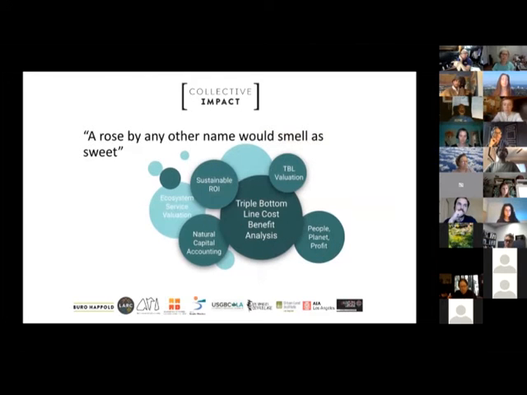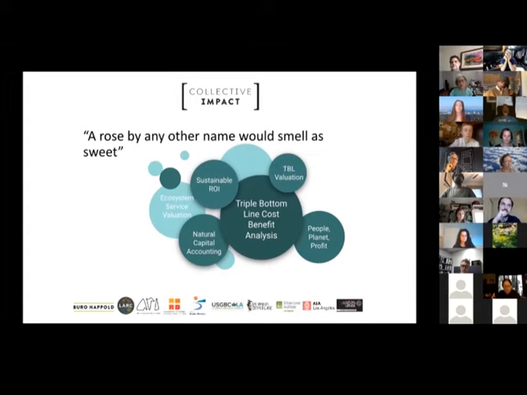I want to provide a little bit of context and say that the term natural capital valuation goes by numerous terms. And I've stolen a quote here from Shakespeare to illustrate that. These terms include ecosystem service valuation, triple bottom line accounting, sustainable return on investment. At the end of the day, what we're trying to do is better understand the real monetary value, the real value that nature provides us, other than sustaining all of life on Earth.